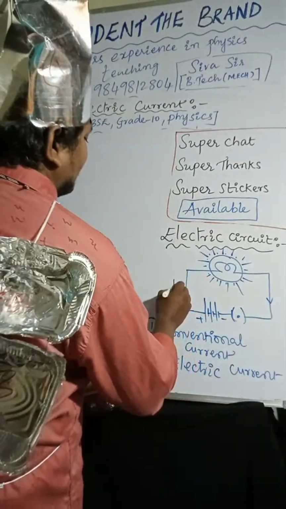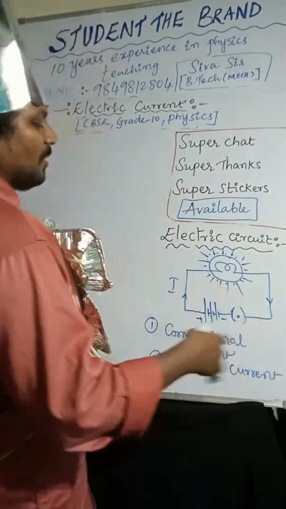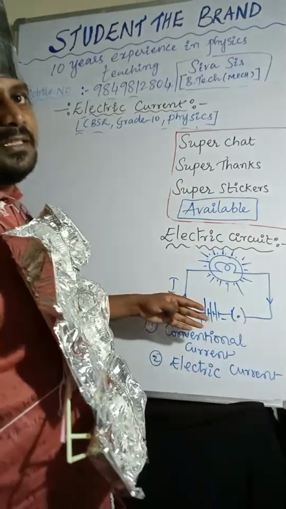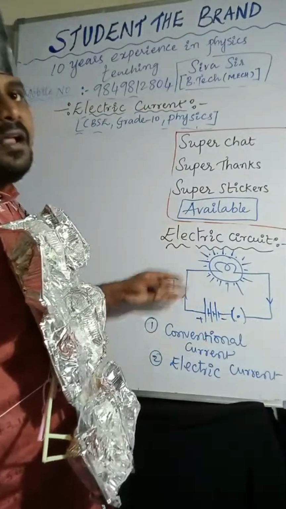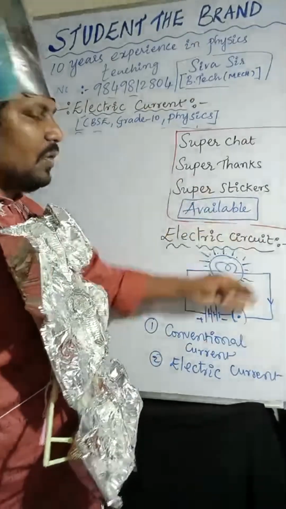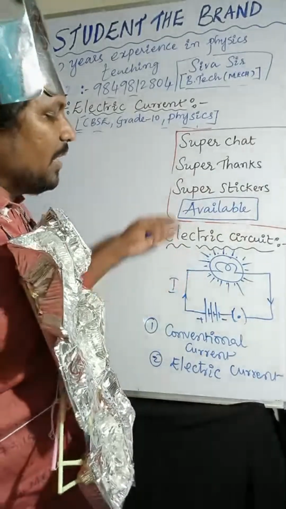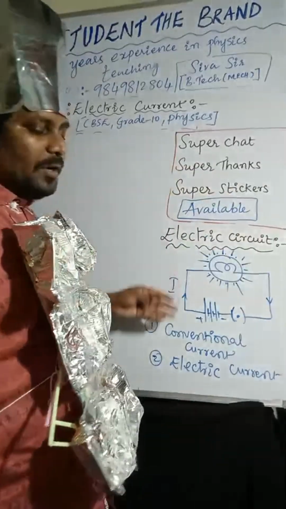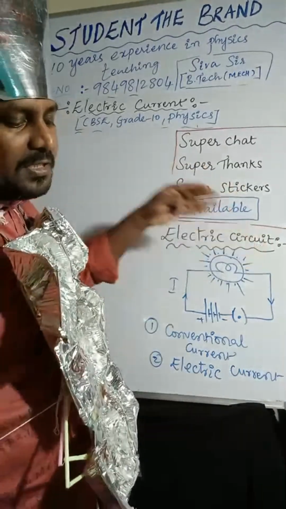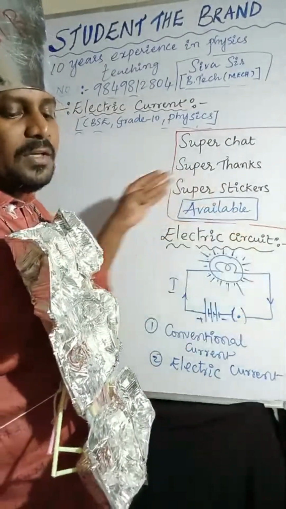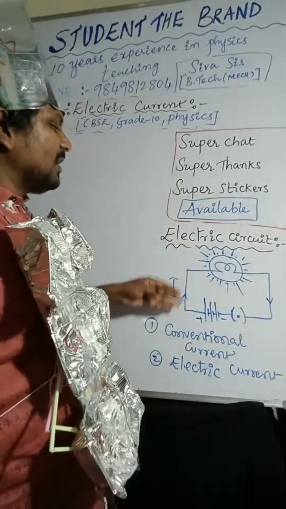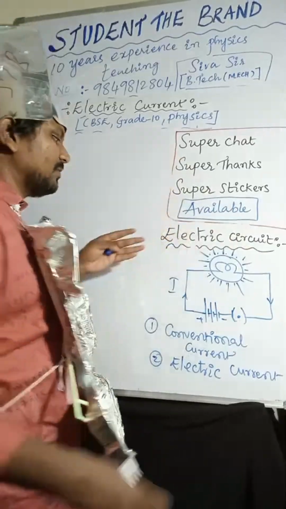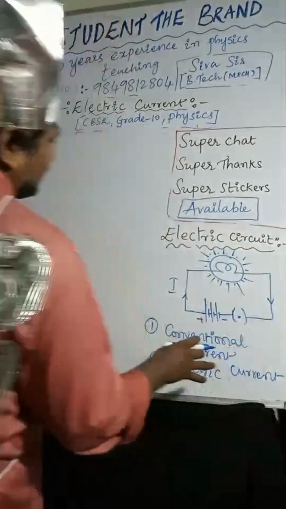The direction of flow of positive charges will be considered the direction of conventional current. The direction of flow of electrons will be considered the direction of electric current. Positive charges will move from high potential to low potential, whereas electrons will move from low potential to high potential. So conventional current is nothing but a flow of positive charges, and electric current is nothing but flow of electrons. So this is about conventional current and electric current.